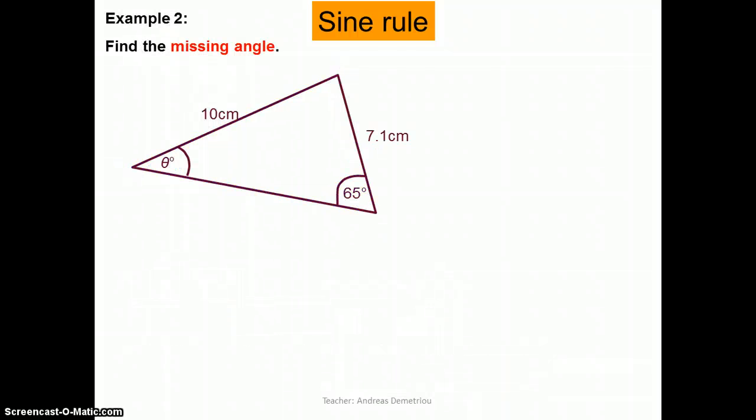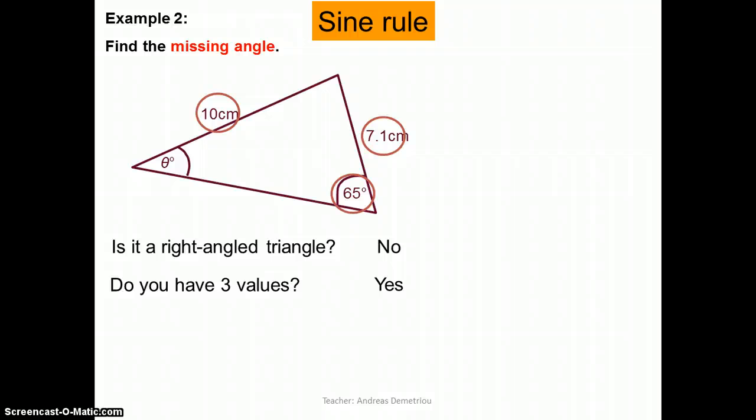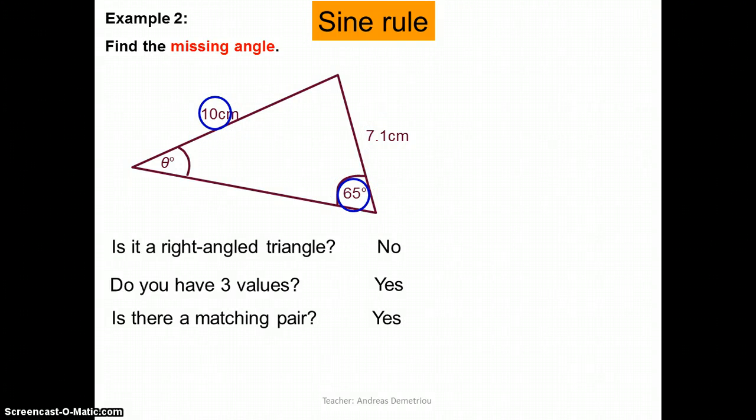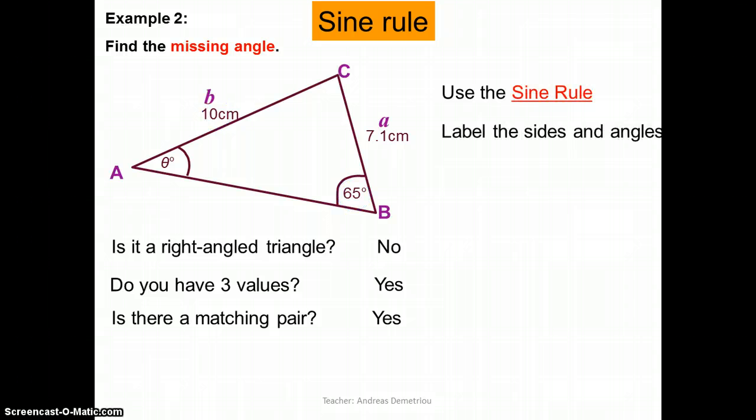In this example, the missing value is the angle. Again, you don't have a right-angled triangle, therefore you cannot use trigonometry. You have three values, and there is a matching pair, therefore you can use the sine rule.